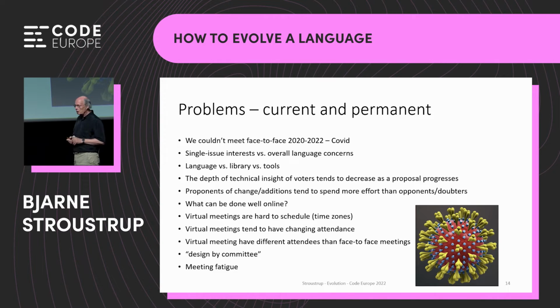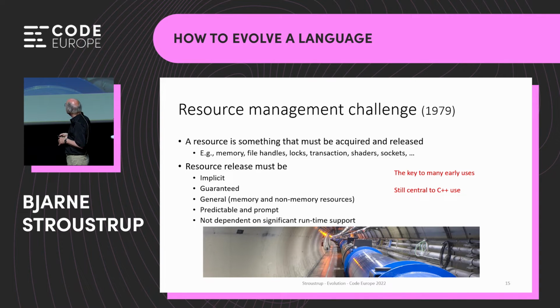There's a lot of single issue interest that has to be balanced for overall language concerns. So what we have is a problem of avoiding design by committee. Really, that is design by a confederation of committees, and we haven't done too badly, but it's non-trivial. So let's look at some practical problems that we've faced.